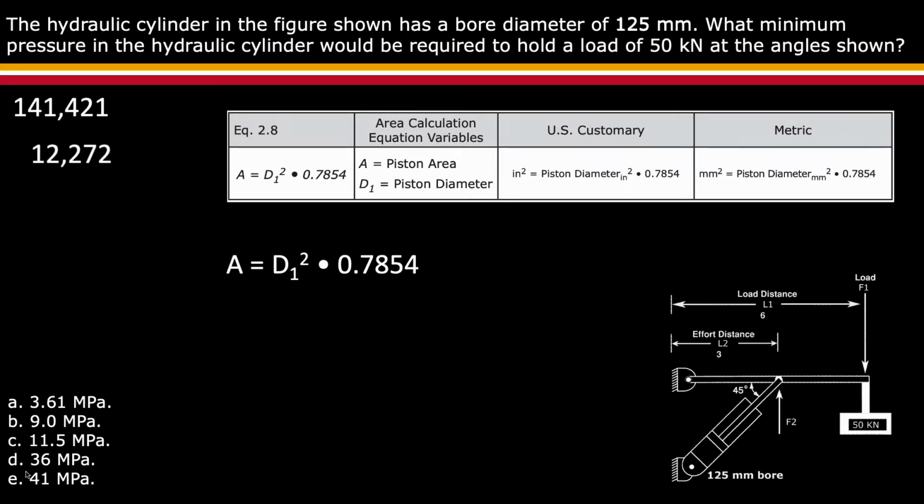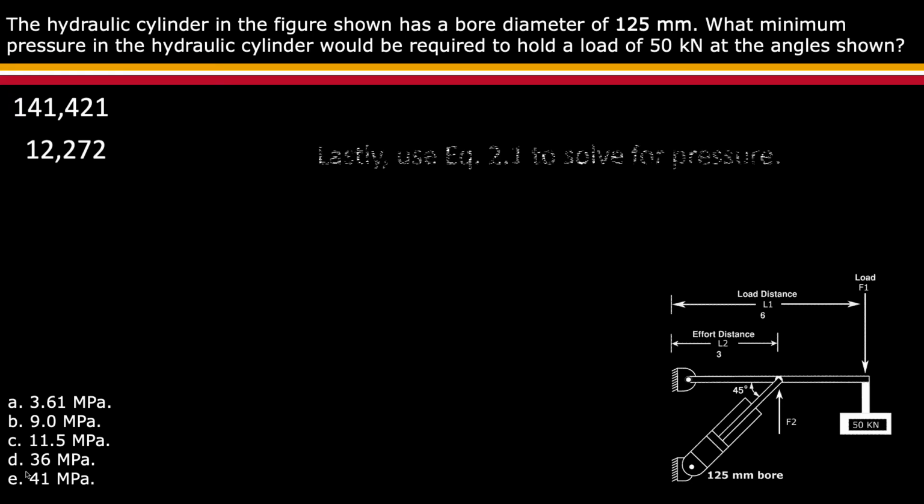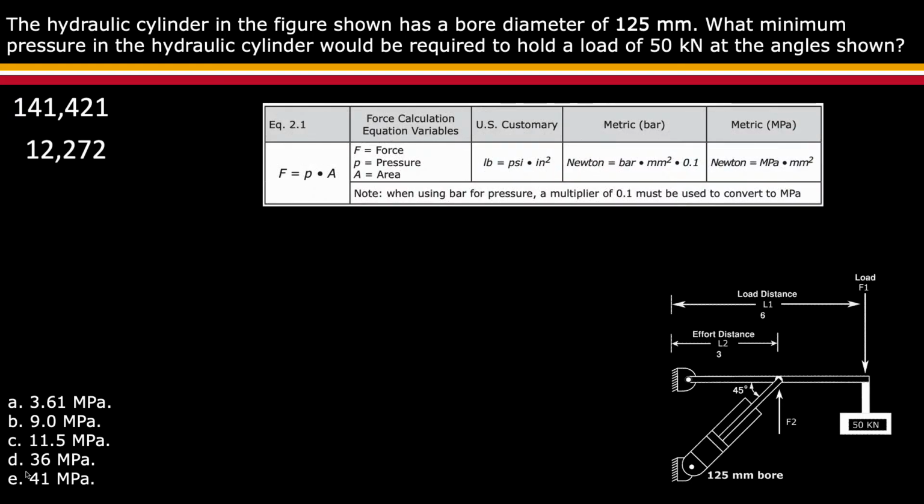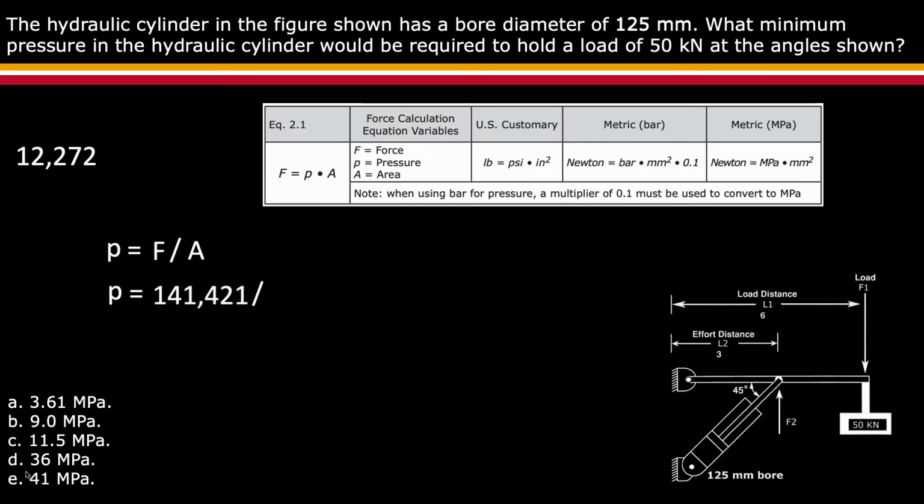12,272 square millimeters. Now calculate the pressure using Pascal's law, or equation 2.1. Since the force and the area are known, rearrange the equation to solve for pressure. The equation now becomes pressure is equal to the force divided by the area. Since we calculated the force of 141,421 newtons, that's divided by the area that we calculated of 12,272 square millimeters, that provides a pressure equal to 11.52 megapascals.